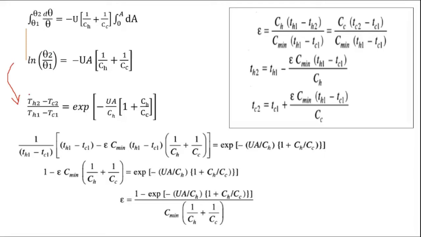Theta2 is equal to TH2 minus TC2. Theta1 is TH1 minus TC1. I am substituting the same thing over here. Here we had this ln part, so we are taking exponential on both the sides. This ln is gone and we are left with theta2 by theta1, which is written as (TH2 minus TC2) by (TH1 minus TC1). On the other side, we will have exponential of the same term.